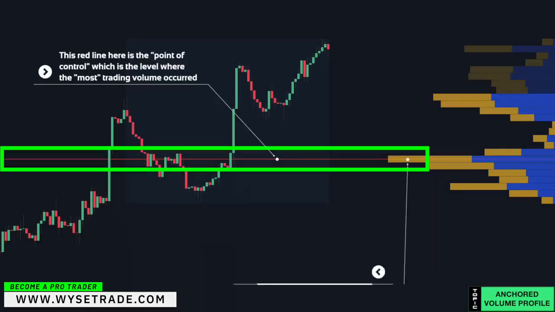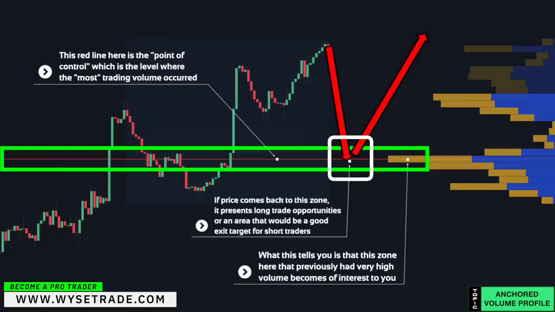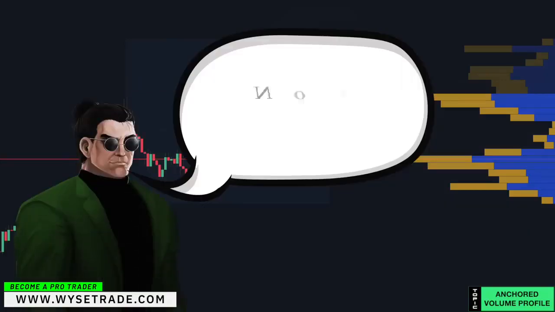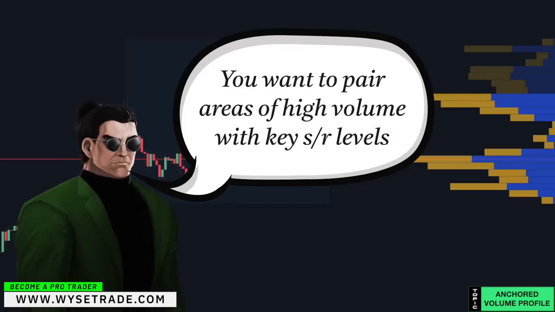What this tells you is that this zone here that previously had very high volume becomes of interest to you. And if price comes back to the zone, it presents long trade opportunities or an area that would be a good exit target for short traders. Now here's where the magic happens. You want to pair areas of high volume with key levels.